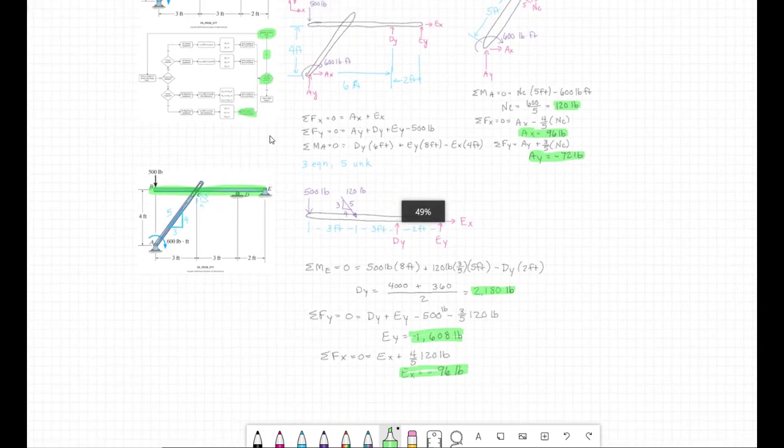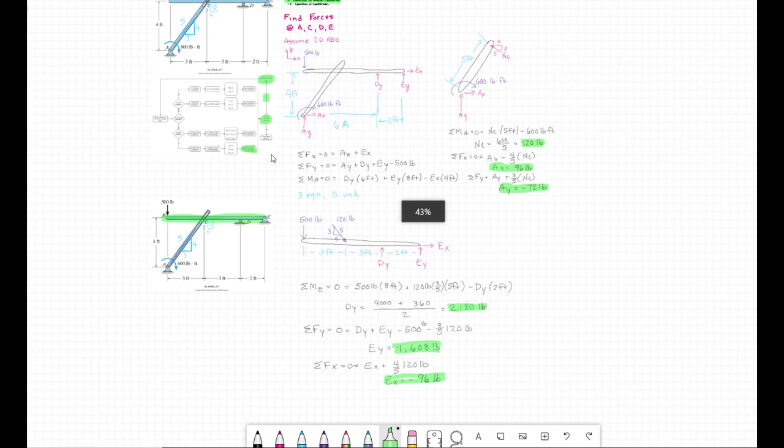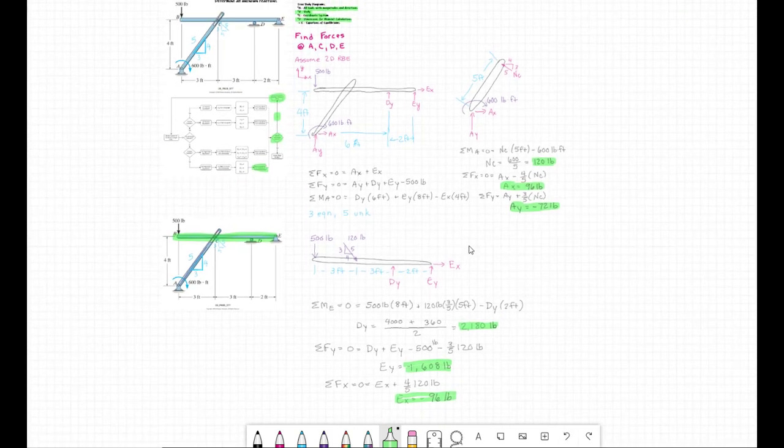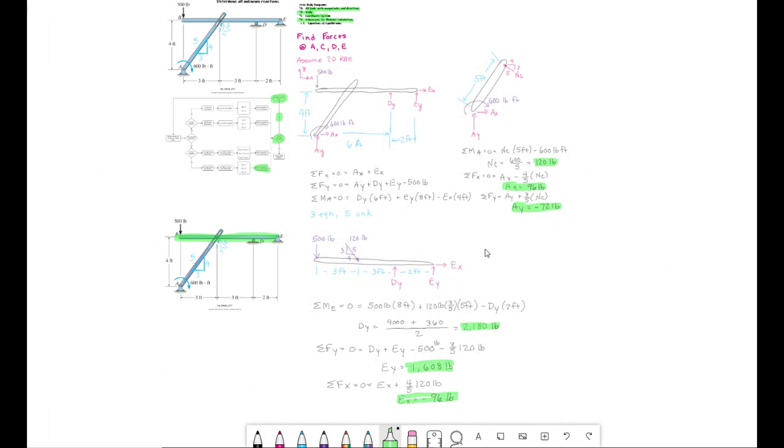We can zoom out a little bit, take a look at the big picture. And there we go. So all the unknown reactions, the forces at A, C, D, and E, we've got AX being 96 pounds and minus 72. DY is a vertical 2,000 pounds. E has minus 96, minus 1,600 in the Y direction.